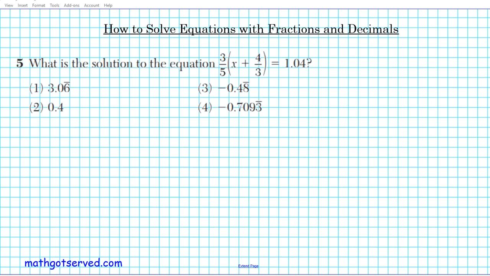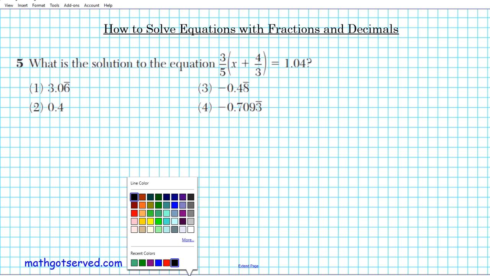Alrighty, now let's take a look at question number 5. In this question, we're going to be solving an equation that has fractions and decimals in it. The question reads: what is the solution to the equation 3 over 5 times x plus 4 thirds equals 1.04? Okay, so let's write that down.